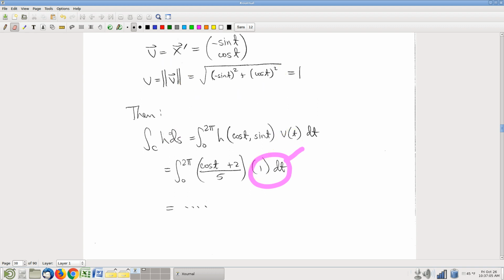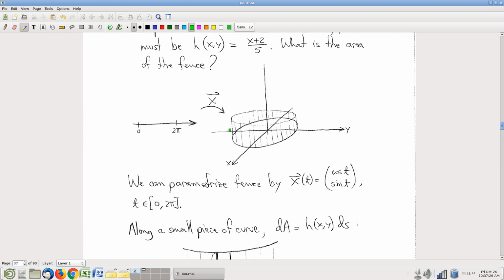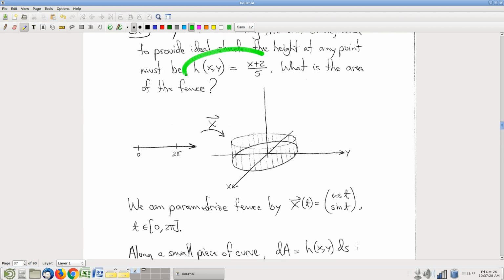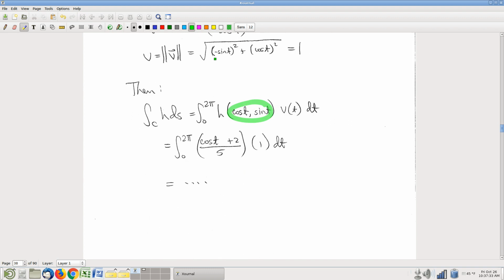Let's see here. We are talking about height as a function of position. Now, don't forget, our parameterization was x and y are cosine t and sine t. So it's not so much x and y that I'm going to plug into the h function. It's cosine t and sine t that I want to plug into the h function. Reminder, here's our h function. It's x plus 2 over 5. All right, so let's see here. X plus 2 over 5 becomes that when x is cosine t.